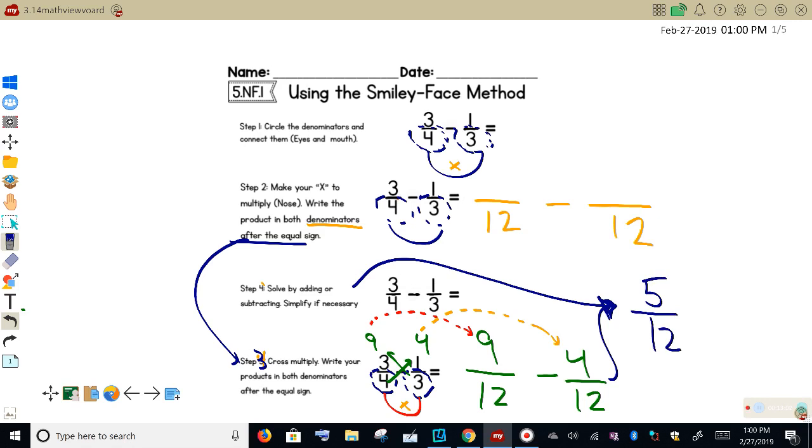Do we have to use a smiley face then? No, you don't have to. If you want to do like a grinning face method, that's fine.